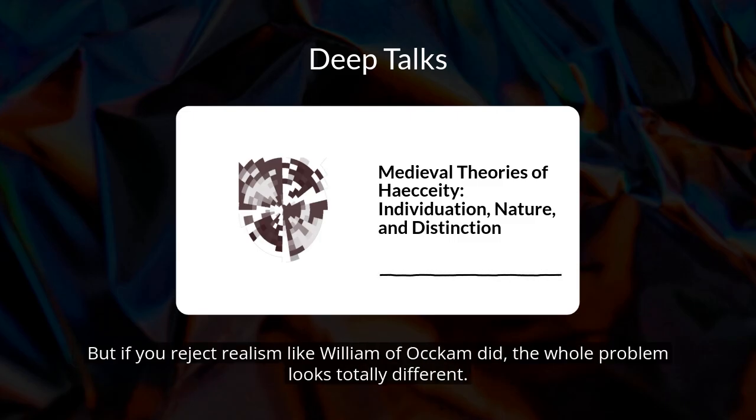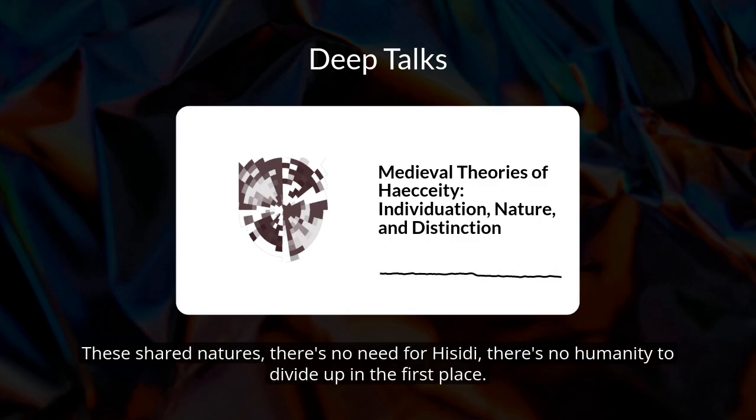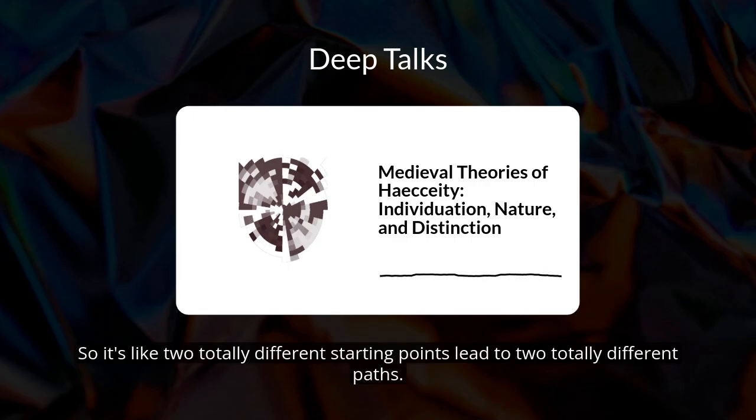But if you reject realism, like William of Ockham did, the whole problem looks totally different. Absolutely. So for nominalists like Occam, who didn't buy into the reality of these shared natures, there's no need for Haecceity. There's no humanity to divide up in the first place. They're just individual humans, each distinct from the other right from the get-go. So it's like two totally different starting points lead to two totally different paths.